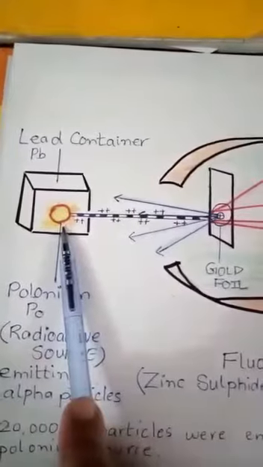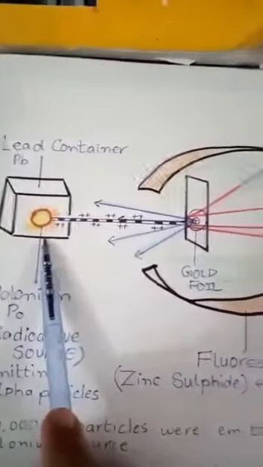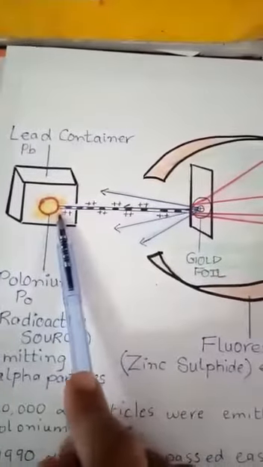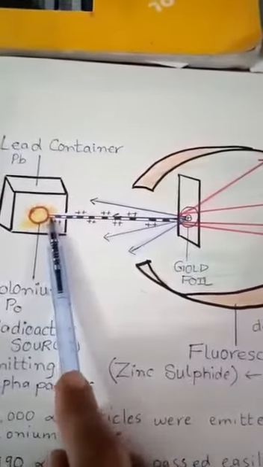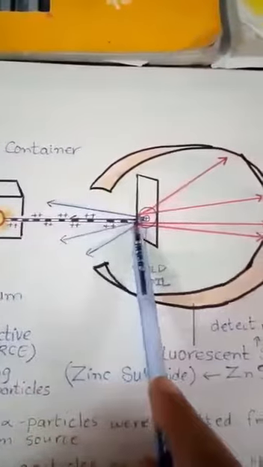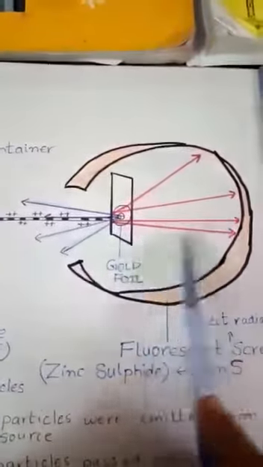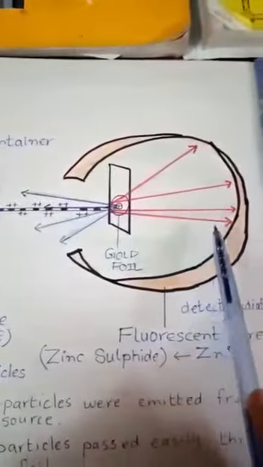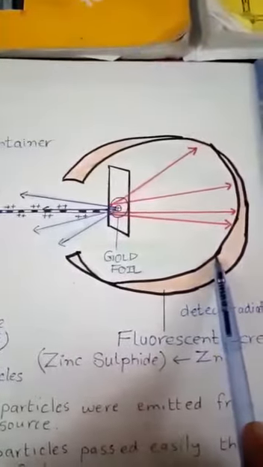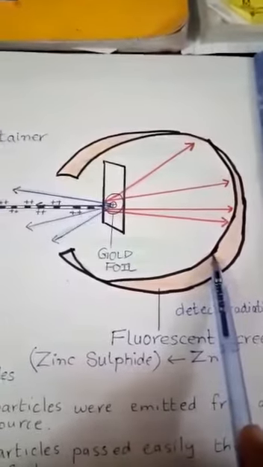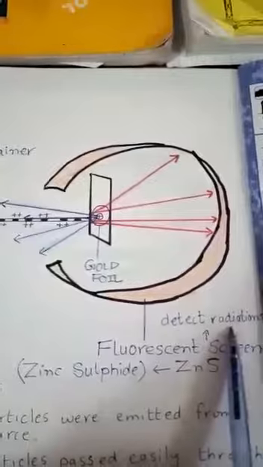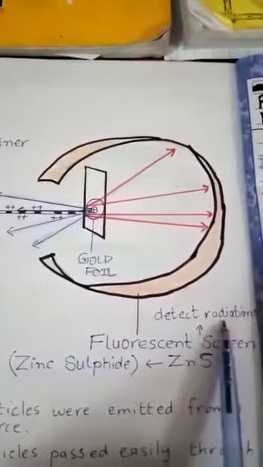Over here it is coming from the polonium source. So when radiations are produced from this polonium element, these radiations strike this fluorescent screen. As soon as they strike the fluorescent screen, it produces bright light and the radiations are detected. So the fluorescent screen detects the radiations by producing bright colors.